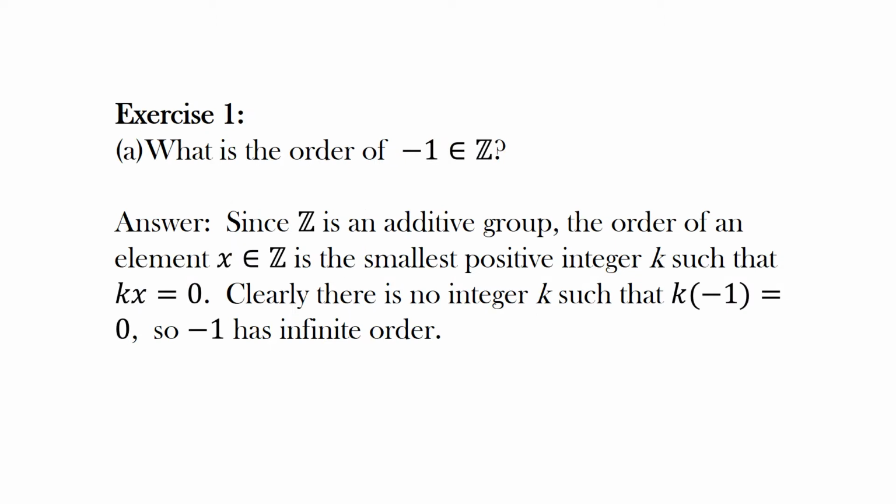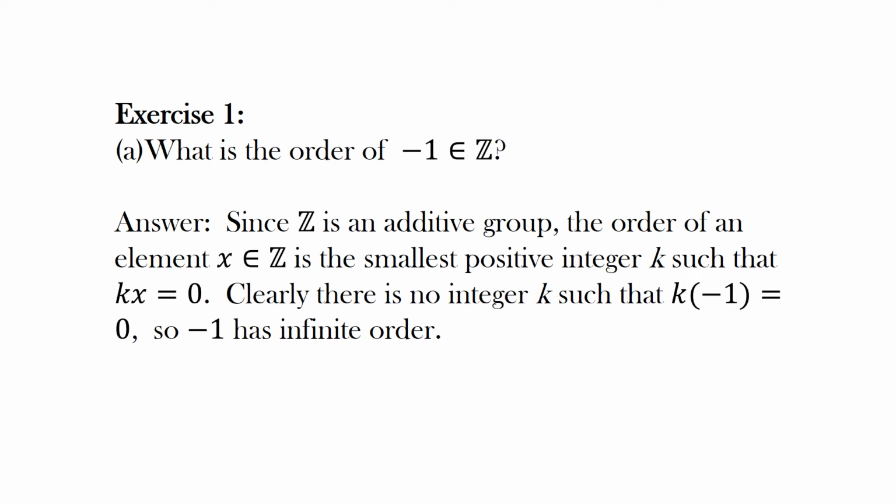So first one, what is the order of -1 in the group of integers? Well, as we mentioned before, it's an additive group. So when we talk about the order, instead of looking at x to the k being the identity, we're looking for the smallest positive integer k, so that when I multiply k times x, I take x plus x plus x, k times, I get the identity in the additive group, which we usually denote by 0.